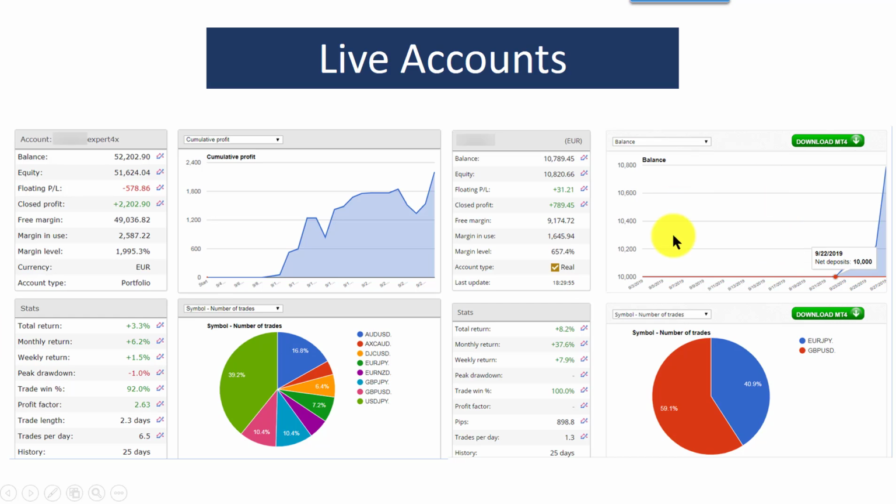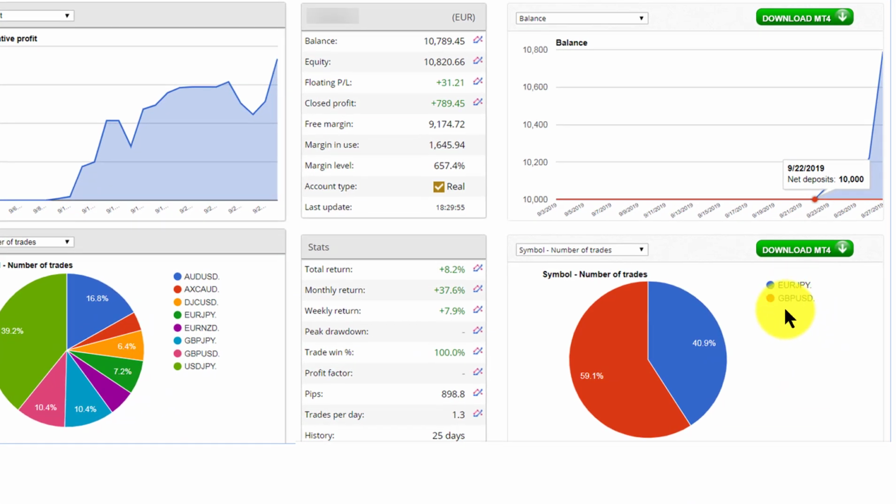If you look at this particular account that I've got on the right-hand side, I'm only trading 2 currencies there. My lot sizing is very low, and this account has made 8% in the first week of trading. As you can see, I've only jumped into the market with that particular account in the last week or so.